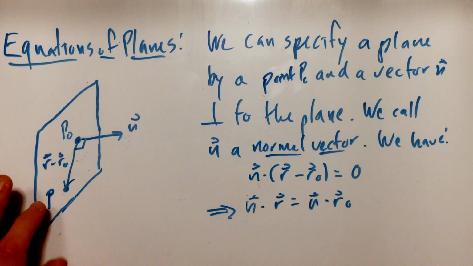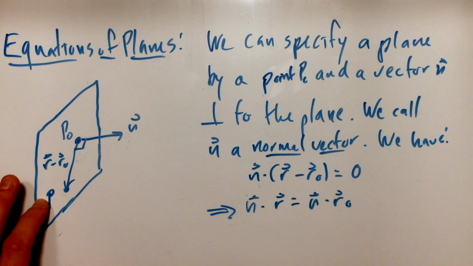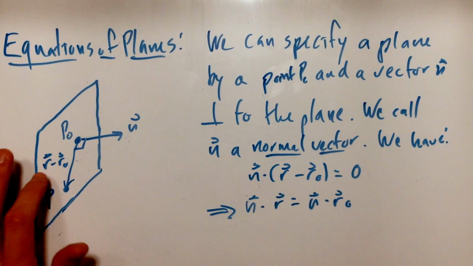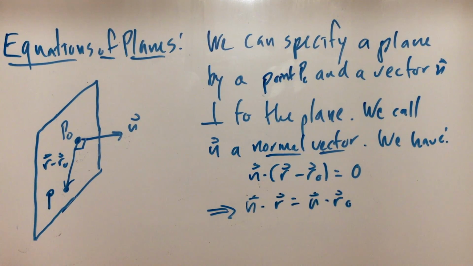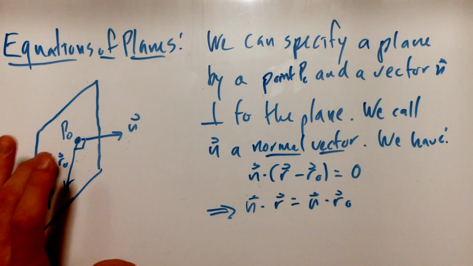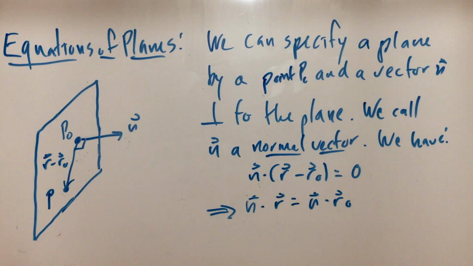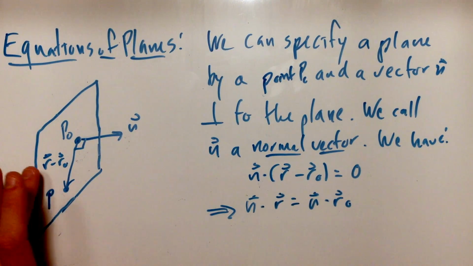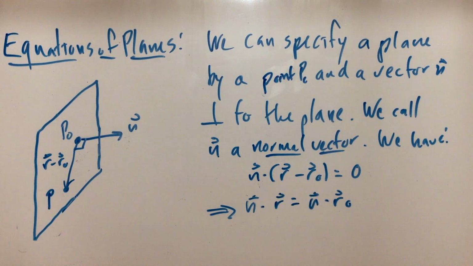Now for any other point P on the plane, we're going to use the same convention here. r is a position vector for P. r0 is the position vector for P0. So the vector between P0 and P can be written as r minus r0. And this is lying in the plane, so it's got to be perpendicular to n. So therefore, n dot (r minus r0) is equal to 0, which gives us n dot r is equal to n dot r0. This is a vector equation for the plane.